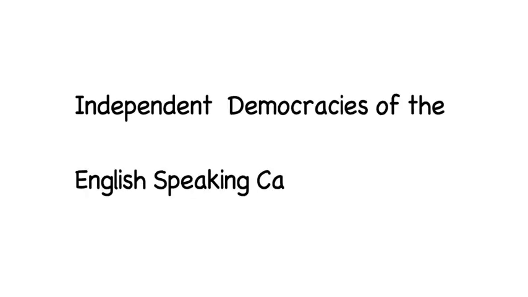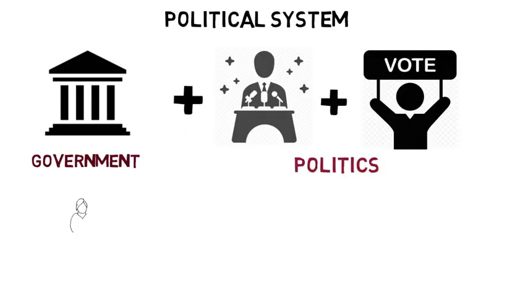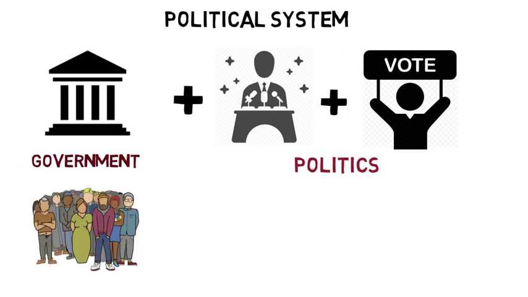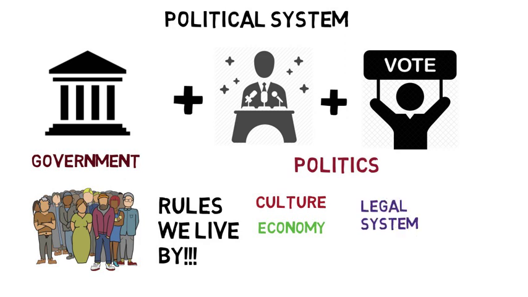Independent Democracies of the English-speaking Caribbean. A political system may be defined as a system of government and politics by which people in a society make the rules that control and influence their lives, the rules we live by. The political system of a society is usually intertwined with its culture, economy, legal system, and history.